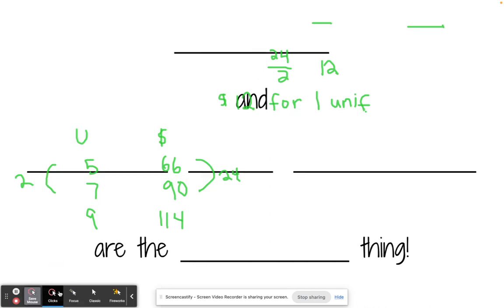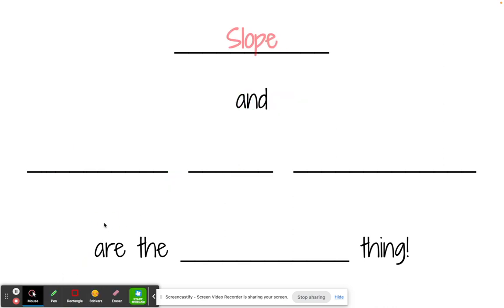I have to fix my pen here for a minute. Forgot to clear my screen. So just a quick reminder, slope and rate of change are the same thing.